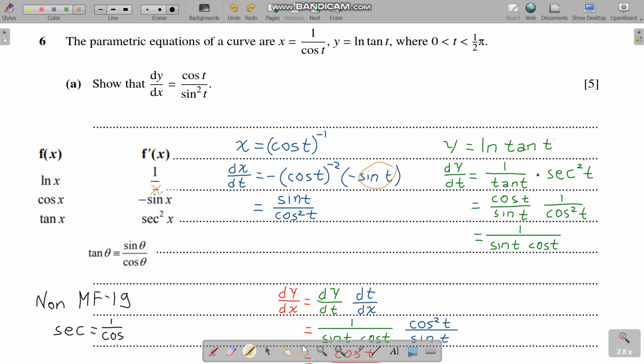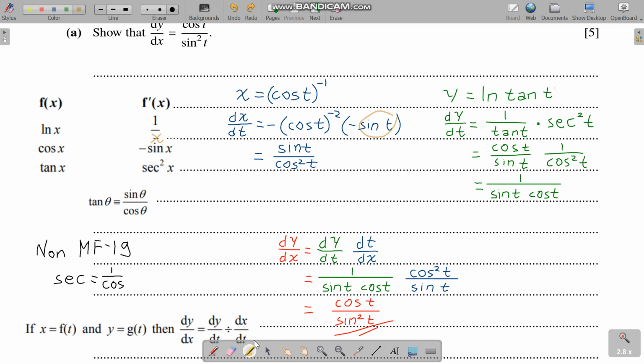Now we have this non-MF19 formula: secant is 1 over cos. So instead of secant, we're just going to use 1 over cos. And we can simplify a little here. Okay, we cancel out the cos t and the power. So we have 1 over sine cos.